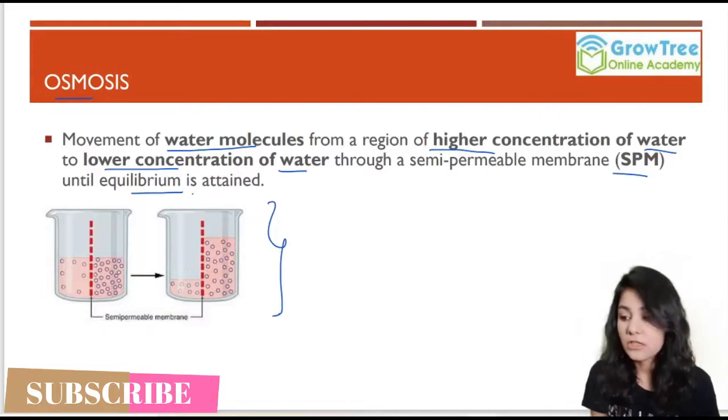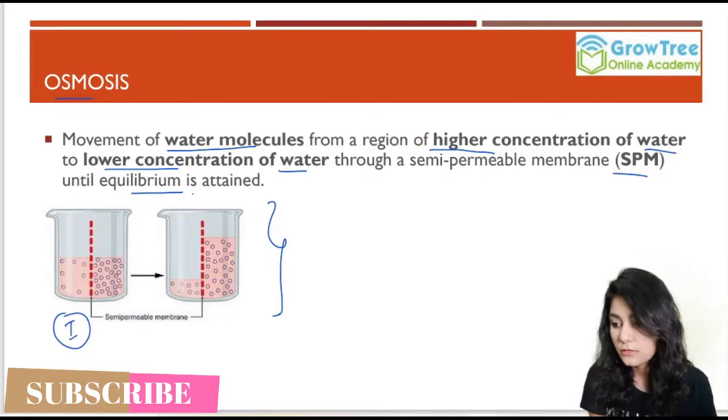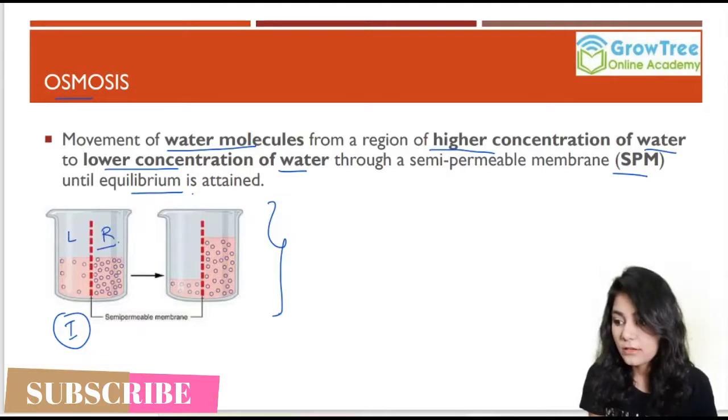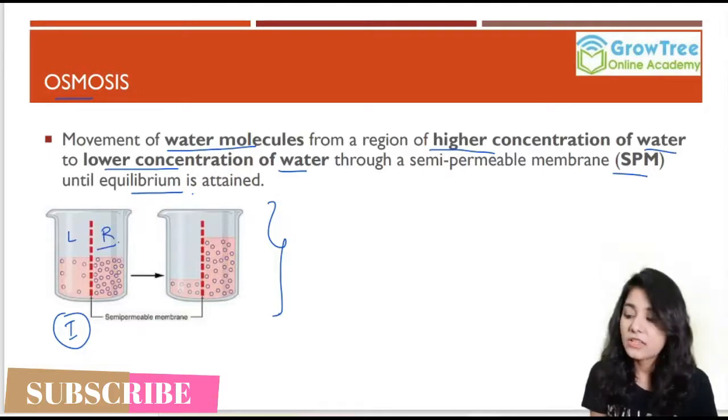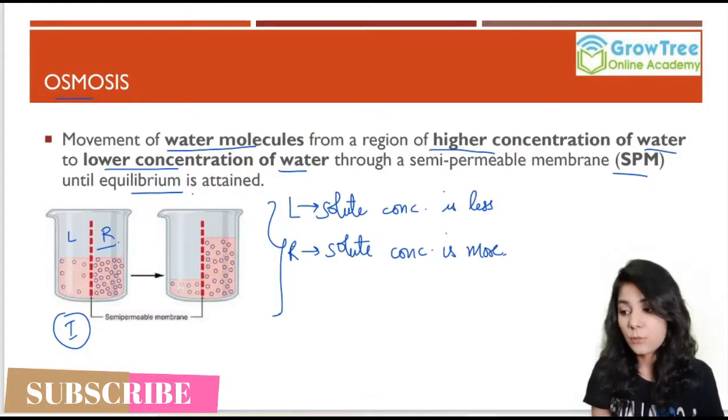So here we have an illustration of osmosis. Let's consider the first beaker. Here the beaker is divided into two parts through a semi-permeable membrane. There's a left side and there's a right side. As you can see, in the left side, the solute concentration is less, and on the right side, the solute concentration is more. So that means that the water content on the left side is more and the water content on the right side is less.